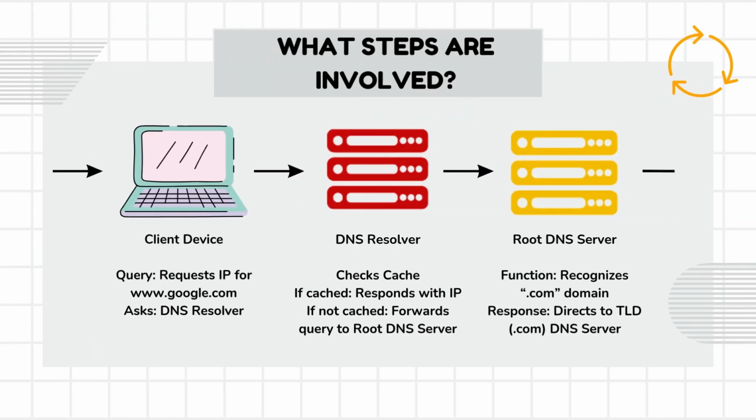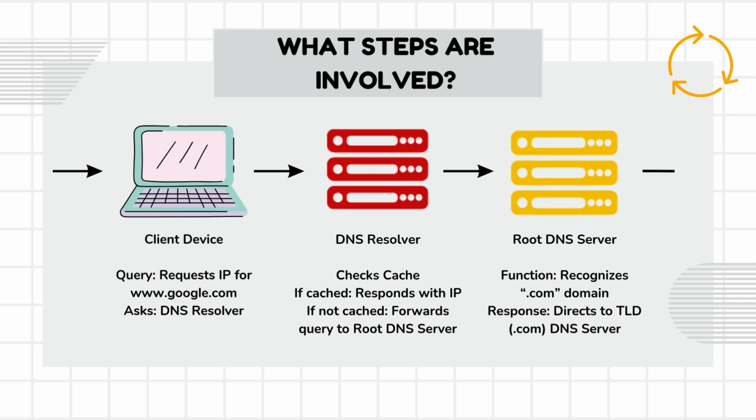Hi, I will explain the DNS resolution process, which is how a domain name like www.google.com is translated into an IP address. Let's walk through each step. Step 1. Client device requests IP address. The client device, like your computer or phone, wants to connect to www.google.com. It asks the DNS resolver, what's the IP address for this site?